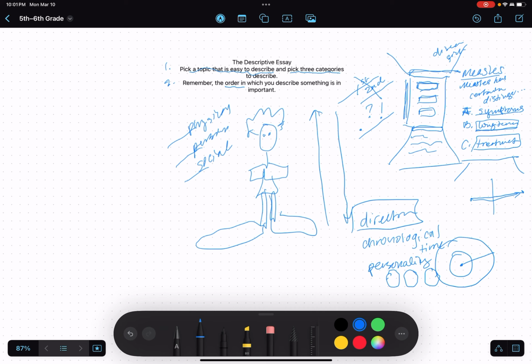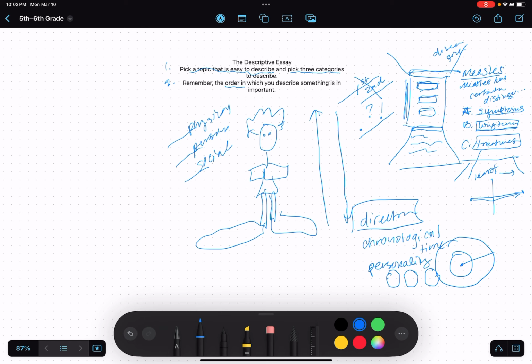If you're talking about treatment plans, maybe start with the least difficult, the simple things, drink water, get rest, and then move towards the most difficult, which may be hospitalization, intravenous fluids. So always, always, always plan your paper with great intention. That is the sign of an organized brain, and that is a sign of a good essay.